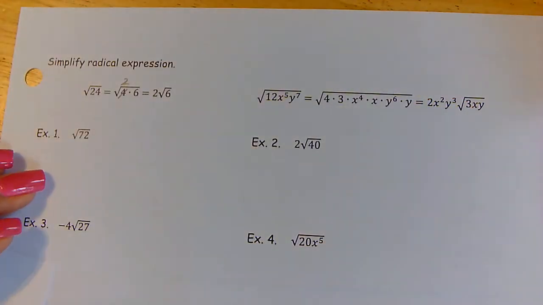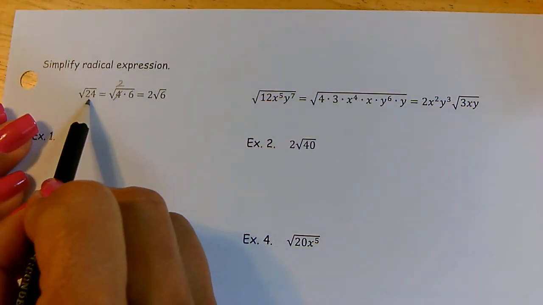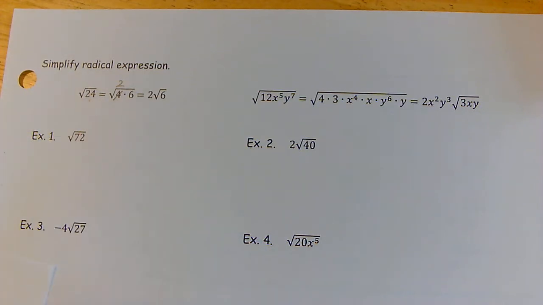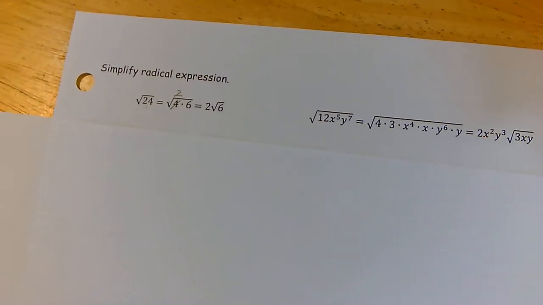So again, 24 has a lot of different factors. The only factors that matter are perfect square factors because those are the ones we can simplify. What are those?